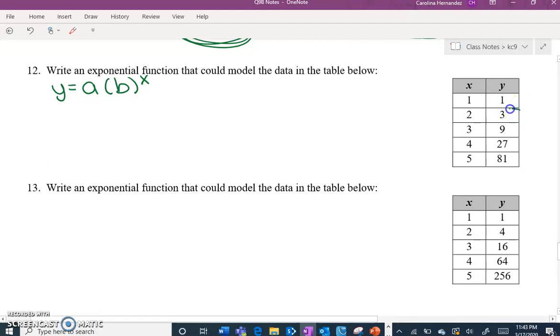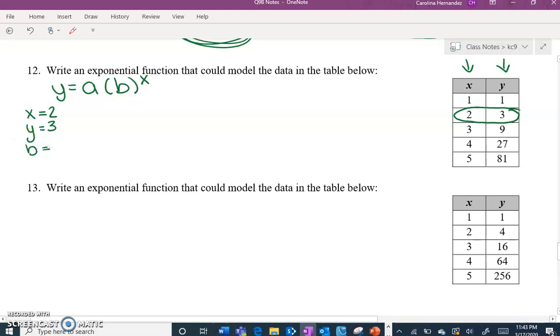I'm going to choose the second one, which is 2, 3. So that's my x value, that's my y value. I'm going to quickly jot everything down here: x equals 2, y equals 3. Let me just clarify that b's value is going to represent the pattern here, what we're multiplying by.